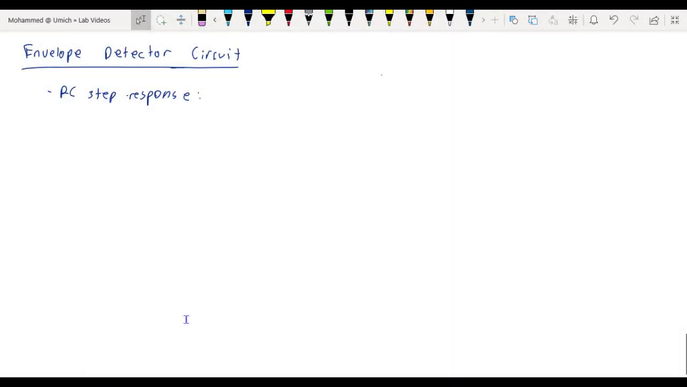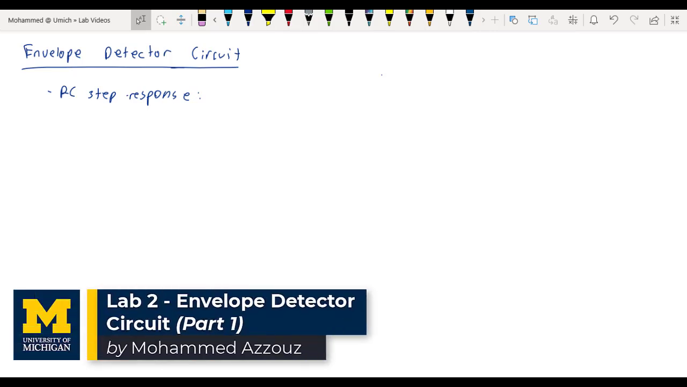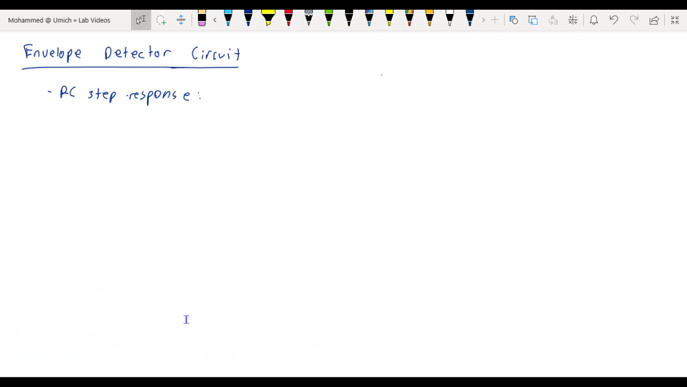In this video, we will analyze the actual envelope detector circuit, which will be used to detect the envelope of an amplitude modulated signal V of t. So before we look at the actual envelope detector circuit, I want you to recall the step response of an RC circuit for a general step input V in of t equals A U of t and some initial charge V out of 0 on the capacitor.